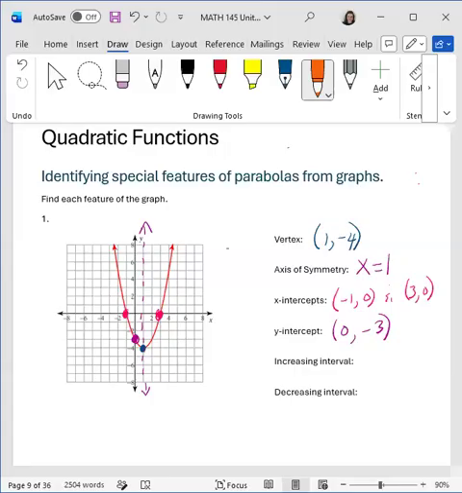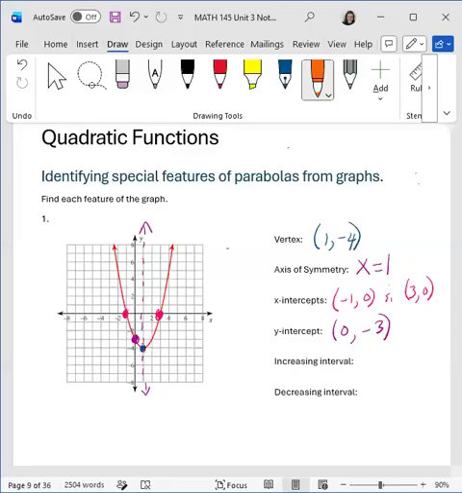So the vertex is the turning point of the graph. So at the vertex, it's going to change from either increasing to decreasing or decreasing to increasing. So if we move from left to right, and I were to trace over this parabola, notice that my mouse here is moving in a downhill fashion. So this first section of the graph is decreasing as I move from left to right.